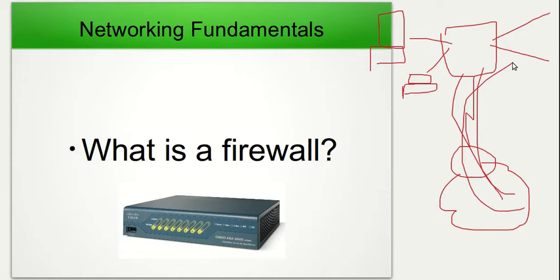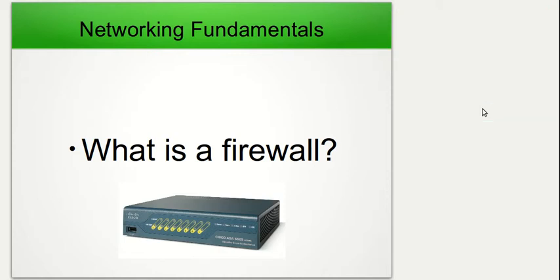Now this is where the firewall comes into play. The firewall is a device which sits in between our local area network and our wide area network. So it sits at the edge of our local area network before we connect to our router, which connects us to our wide area network. The firewall acts as a brick wall, blocking anything that shouldn't be allowed in, and only allowing things that should be allowed in. So in this video, we'll talk about what a firewall is, and we'll go into more depth.